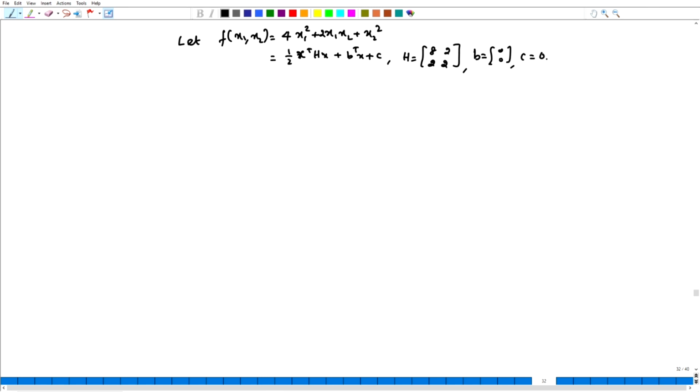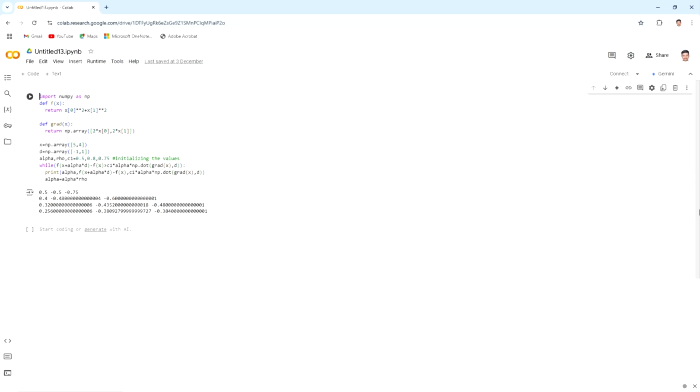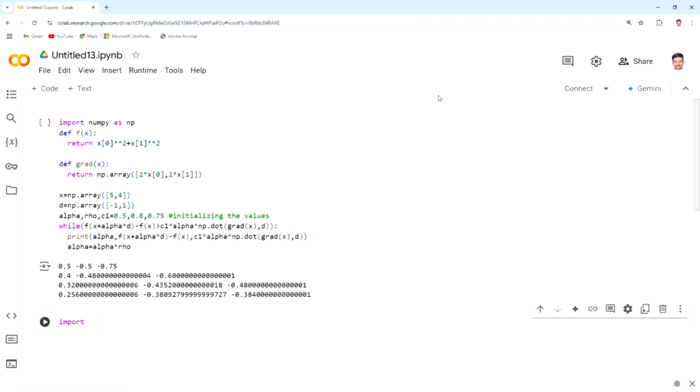And let us take some value. You can take x naught as, let us say, 4 comma minus 5. I am just taking some arbitrary value, and we will apply this particular algorithm. I will do that in Python coding. So, first let us actually implement this algorithm and then see what happens when we implement this particular f with this particular initial point.